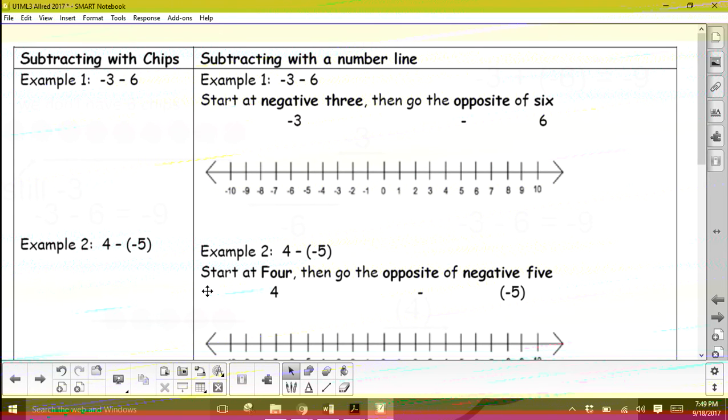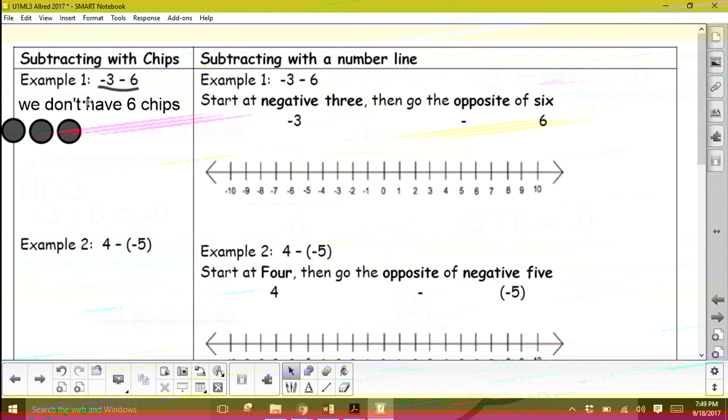Okay, first thing we're going to look at here is -3 minus 6. Here's -3 minus 6. We're going to start with -3 chips. And the problem is asking us to take away 6 chips, but we don't have 6 chips.